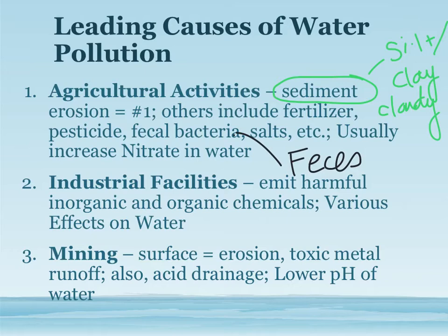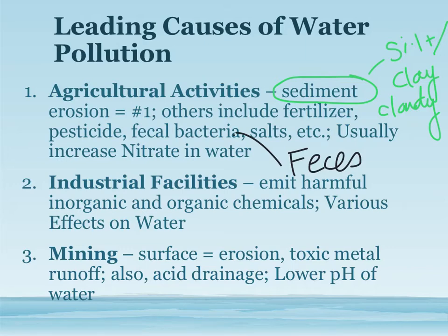Usually they're going to increase nitrates in the water, which are fine in small quantities, but they could be very dangerous in high quantities. Industrial facilities release a lot of inorganic and organic chemicals. Inorganic means things that are non-natural, mostly man-made. Organic are things that maybe they're man-made, but they're carbon-based, so they come from carbon and they come from life molecules, if you will. They can have various effects on the water, but overall they generally are going to cause death or developmental changes, so they could cause organisms in the water, fish and other things, to not be able to reproduce as well as they're supposed to.